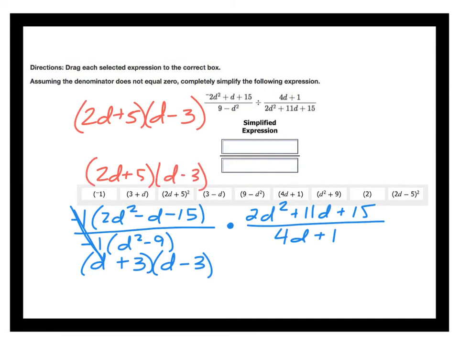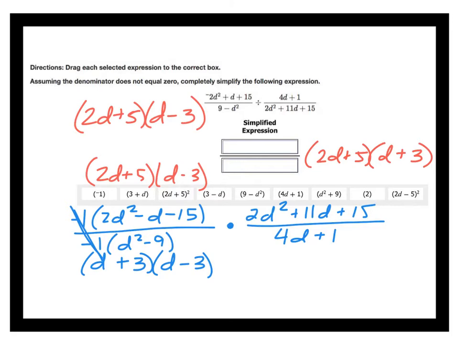Over here for this one, with the 2d plus 11d plus 15, it's going to be similar, but it's going to be 2d and d, and that's going to be +3 and +5 here. Okay, so again, I'm not going to spend the time reteaching factoring. We can find another way to help you review that. But what I am going to do now is notice what I now have.